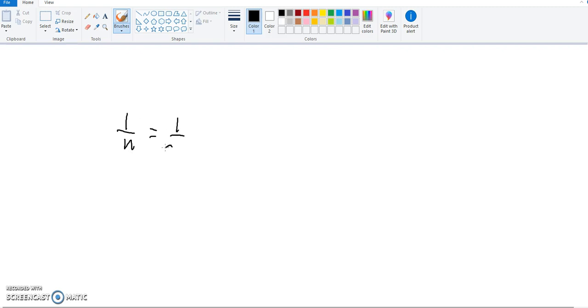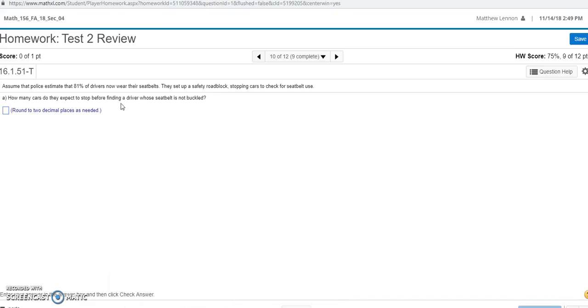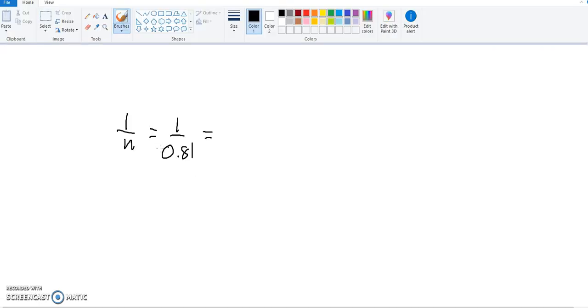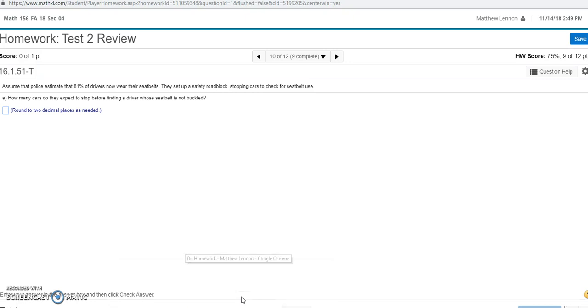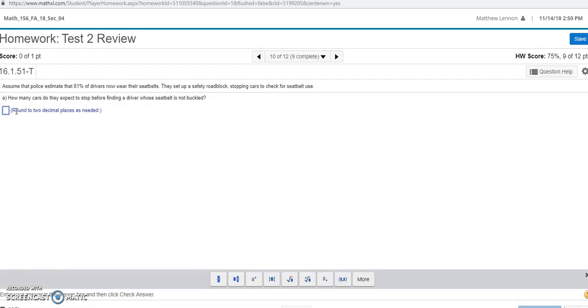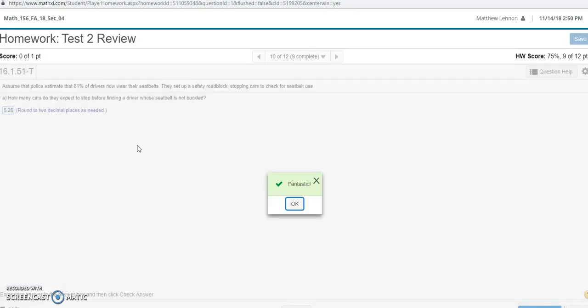So in this problem, that's 1 over 0.81. Oh, excuse me. I think they asked the complement: how many before they find one whose seatbelt is not buckled. So 81% buckle, which means we should be dividing by 0.19, that complementary probability. So we don't want 0.81, we want 0.19. Punch that into the calculator. That gives you 5.26. There's more decimals too, but I don't know how many they ask for. 5.26, yeah. All right, so there we go.